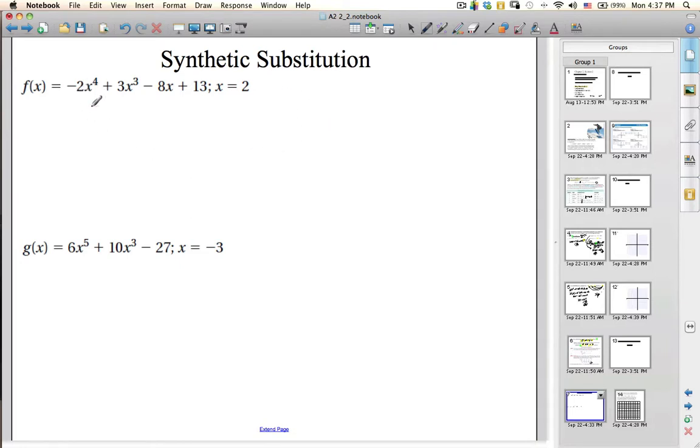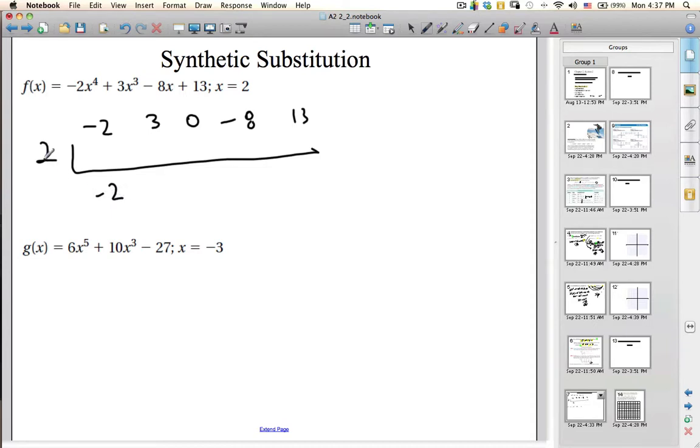The first thing I do is I pull down the coefficients. I have negative 2. I have 3. Now you'll notice there's no x squared, so I have to put in a 0 for x squared. I have negative 8x, and I have 13. The number I'm going to plug in is 2. So I add down. Negative 2 plus 0 is negative 2. I multiply times 2. 2 times negative 2 is negative 4. I add 3 to negative 4, and I get negative 1. Times 2 is negative 2.